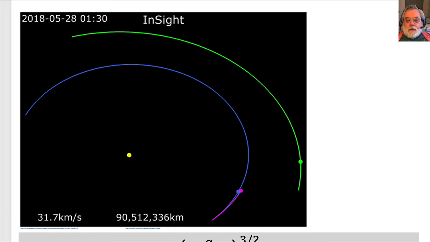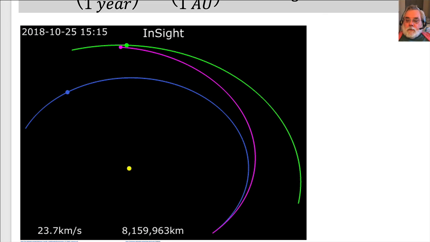Here is a nice GIF showing the Hohmann transfer orbit from Earth to Mars. Earth is blue, purple is the spacecraft, green is Mars. To actually go to Mars, we need to account for the actual elliptical orbits of Earth and Mars, and that they're not exactly in the same plane.